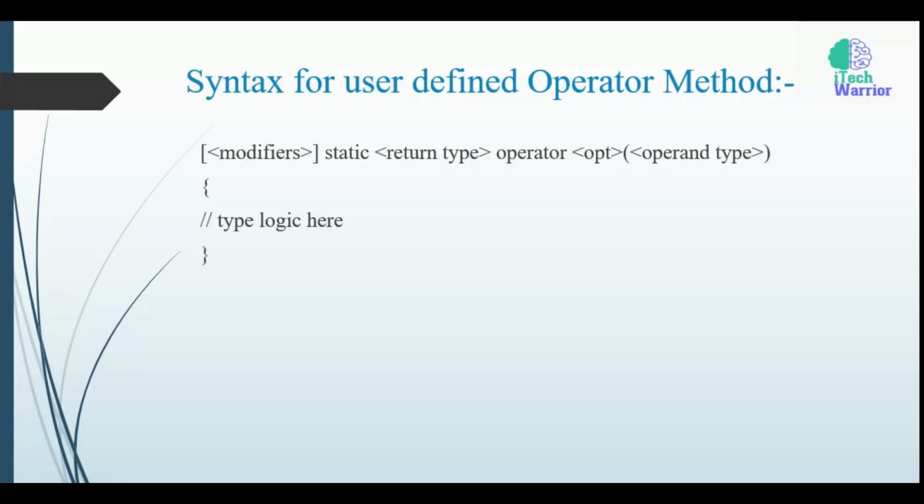We can also write user defined operator methods. Here is the syntax of a user defined operator method: modifiers, static, return type, operator, operator symbol, and operand types such as integer or string. And here we write the logic of what we want to do. So let's understand it in a practical way and flip to Visual Studio.